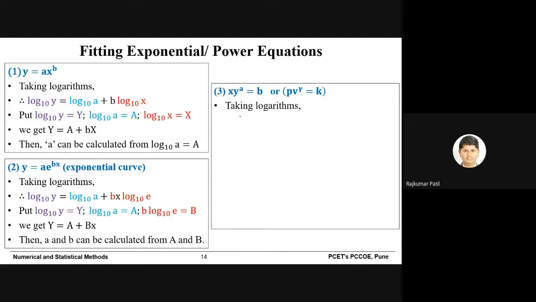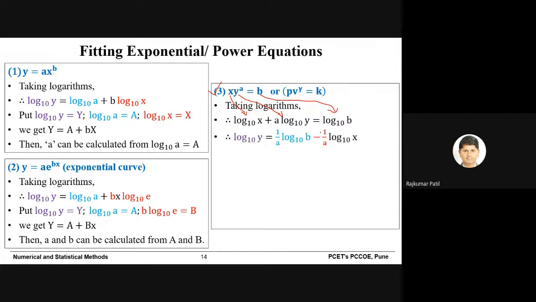Yeah, so we will take the logarithm on both sides of this equation. Just a minute, I guess there is some problem. Yeah, so we will take the logarithm on both sides of equation 3. So x will become log to the base 10 x, y raised to a will become a log to the base 10 y, and b will become log to the base 10 b.